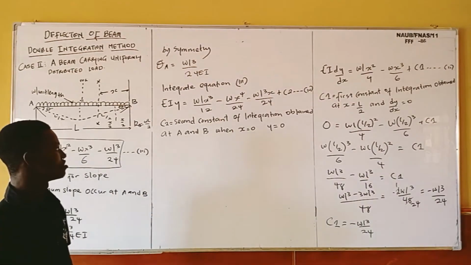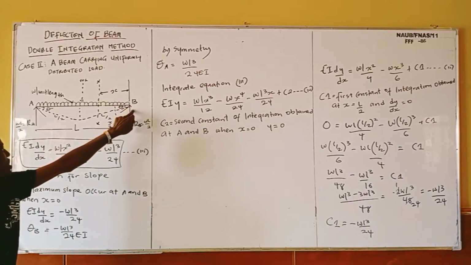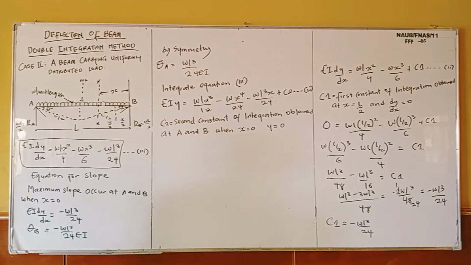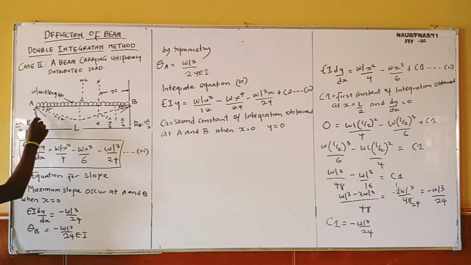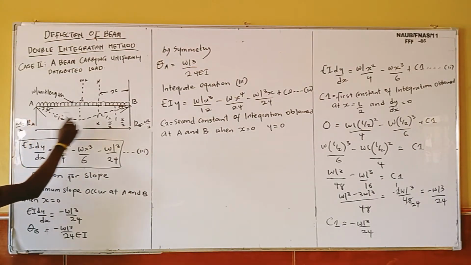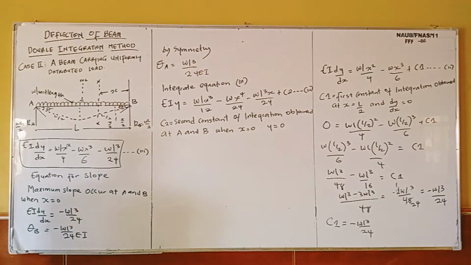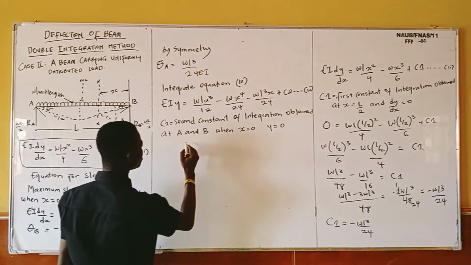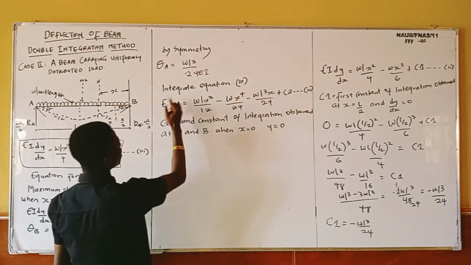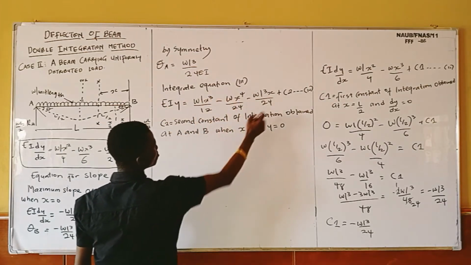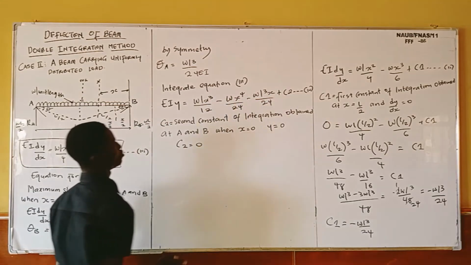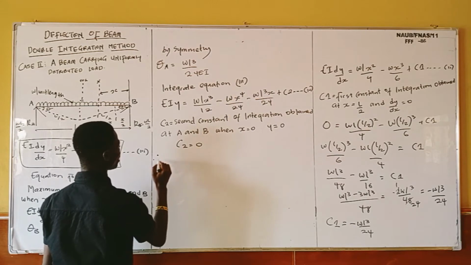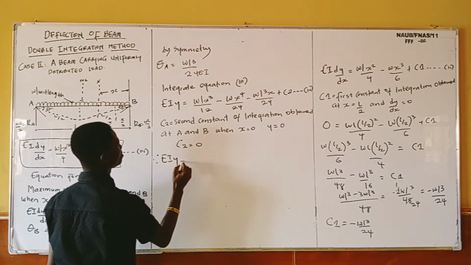Now C2 is the second constant of integration, obtained at both ends A and B, when x equals 0 and y equals 0, because at both ends there is no deflection. You understand? At end B there is also no deflection. So x and y are equal to 0, so definitely our C2 in this equation will be equal to 0.